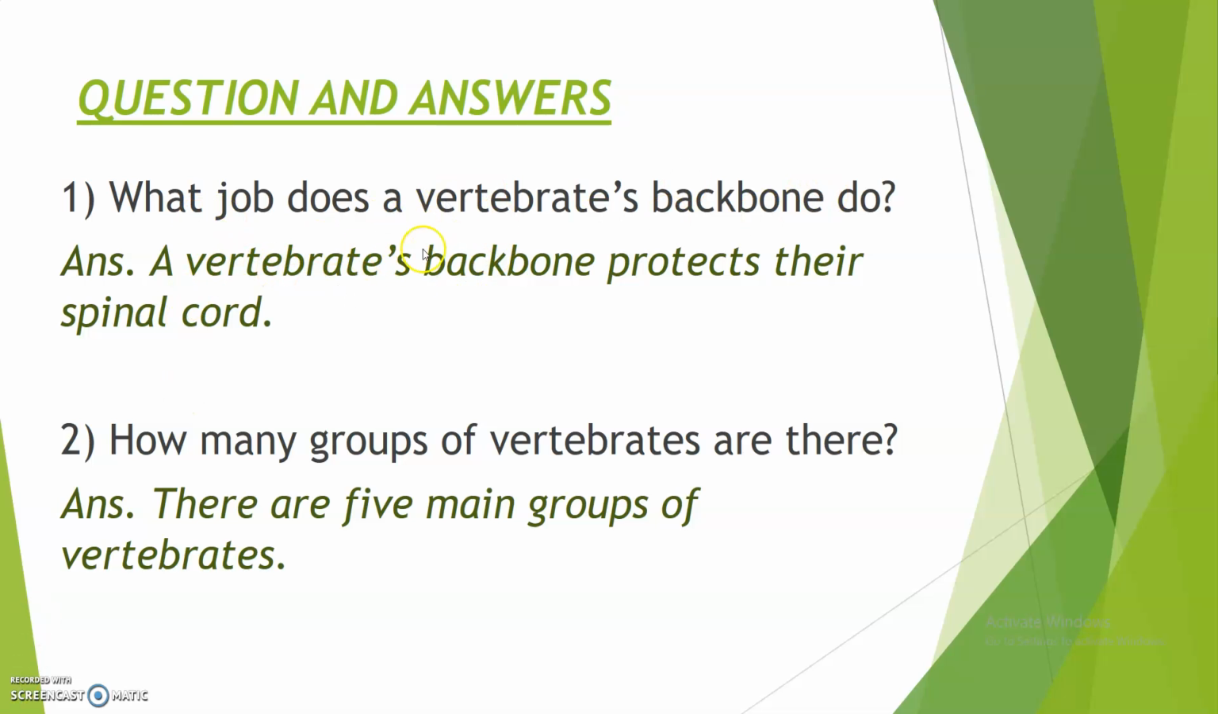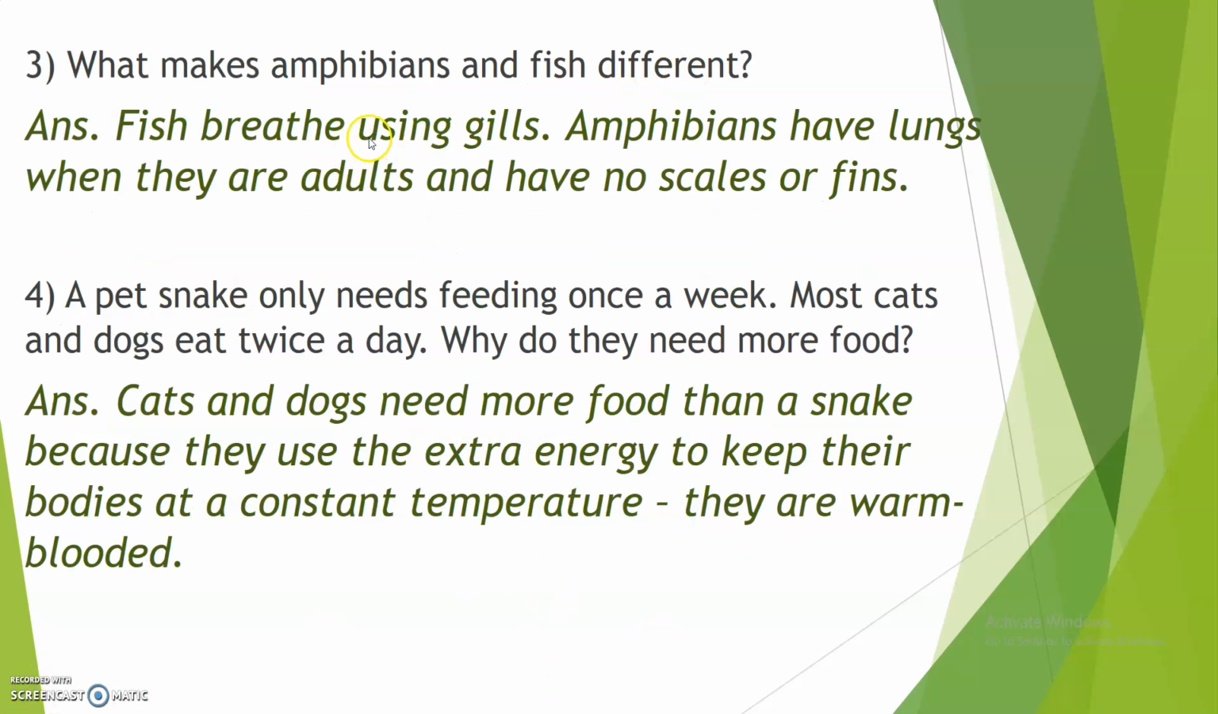The vertebrate's backbone's job is to protect their spinal cord. Groups of vertebrates, 5 main groups are there. Amphibians and fishes are different because fish breathe using gills. Amphibians have lungs when they are adults, and no scales or fins for amphibians.